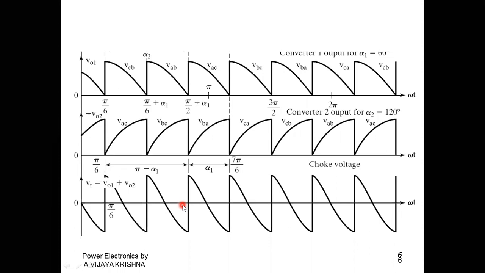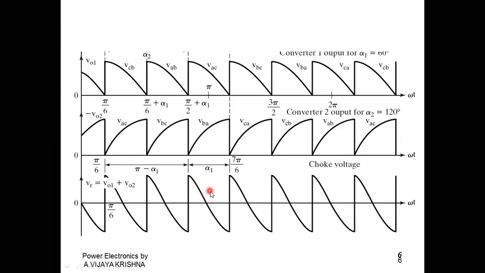Here, if you come to the inverter mode of operation, that is the converter 2 circuit, the firing angle is 180 degrees minus alpha 1. This is V02. This is the inverting mode, 180 minus alpha 1. This is the firing angle.